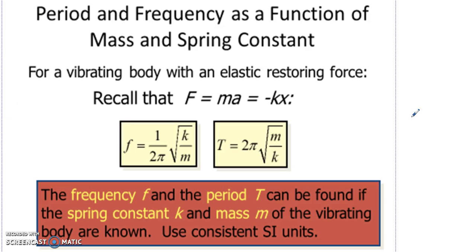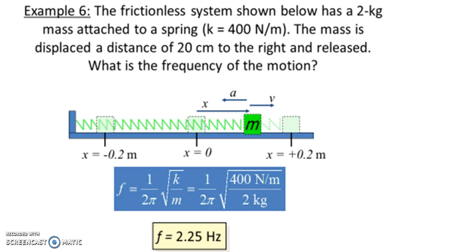The period and frequency are a function of mass and spring constant for a vibrating body with an elastic restoring force. We're still using the same one. f equals 1 over 2 pi times the square root of k over m, where k is the spring constant. And then we have the period, which is 2 pi times the square root of the mass over the spring constant. Here's an example of that. Please notice where they put the numbers in.